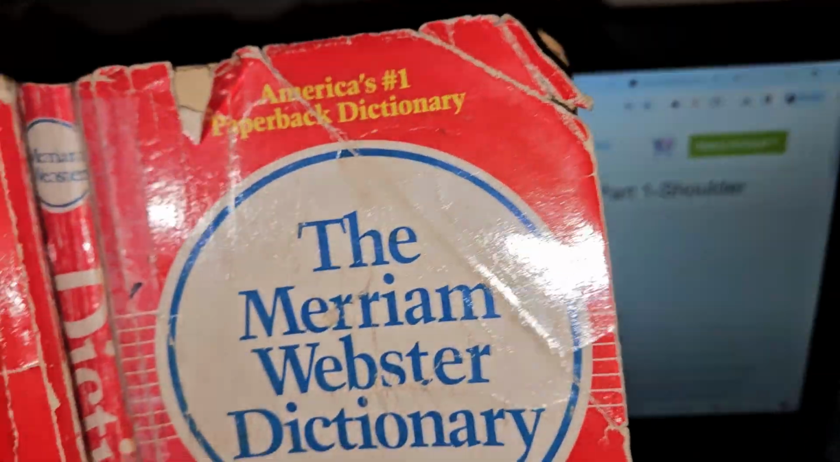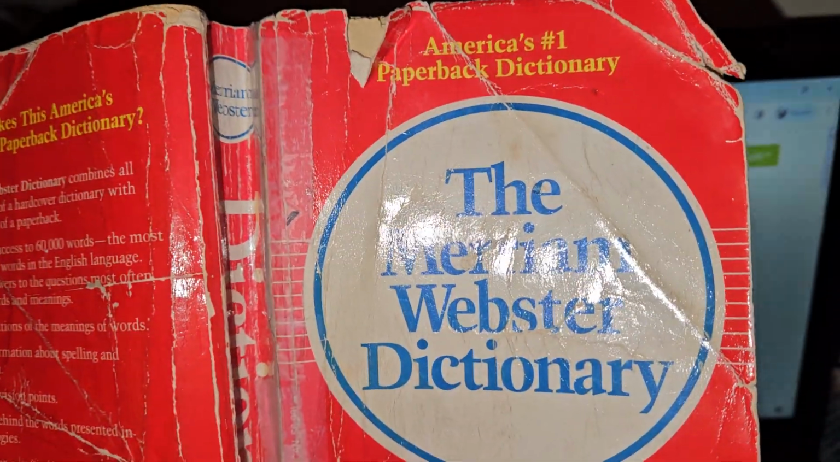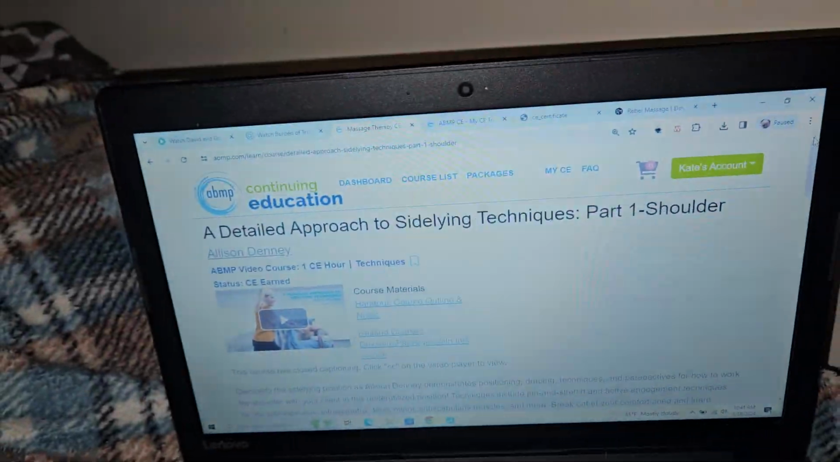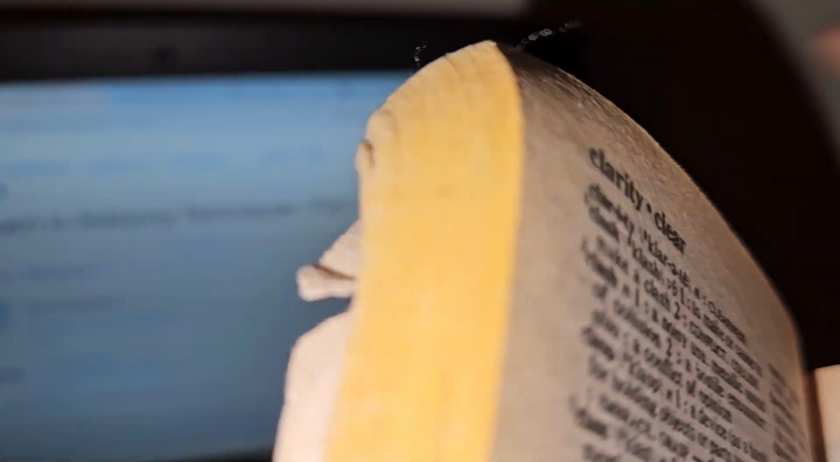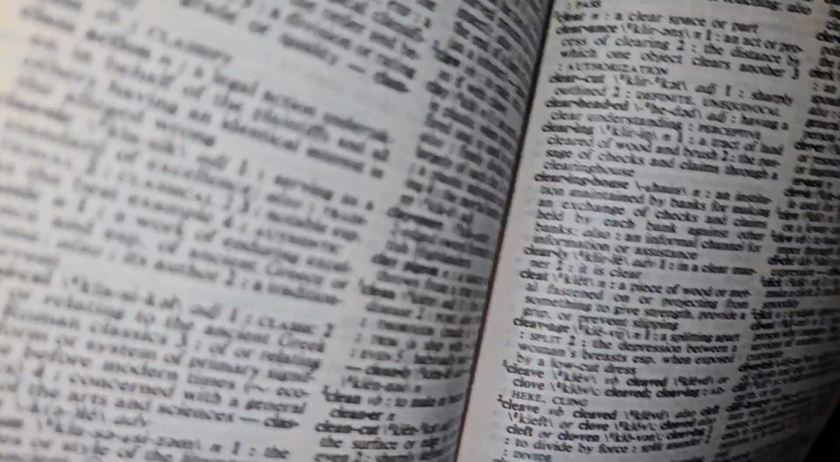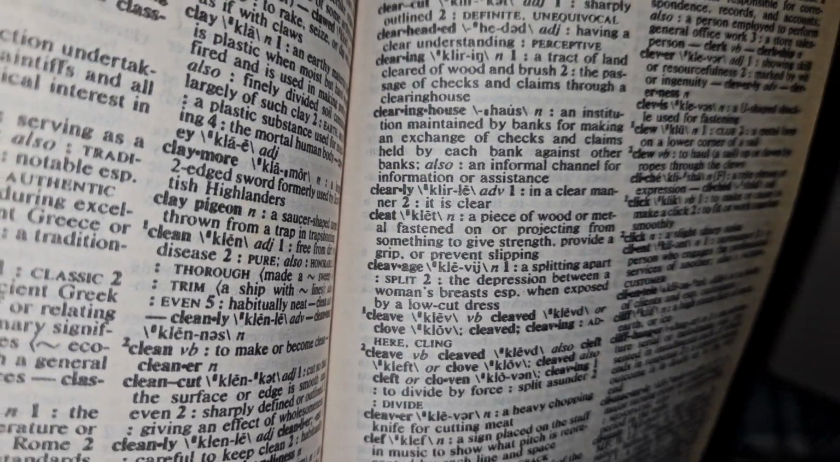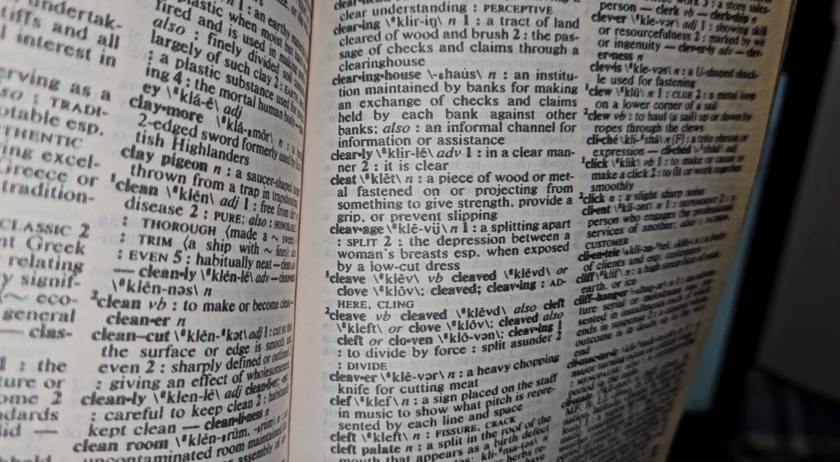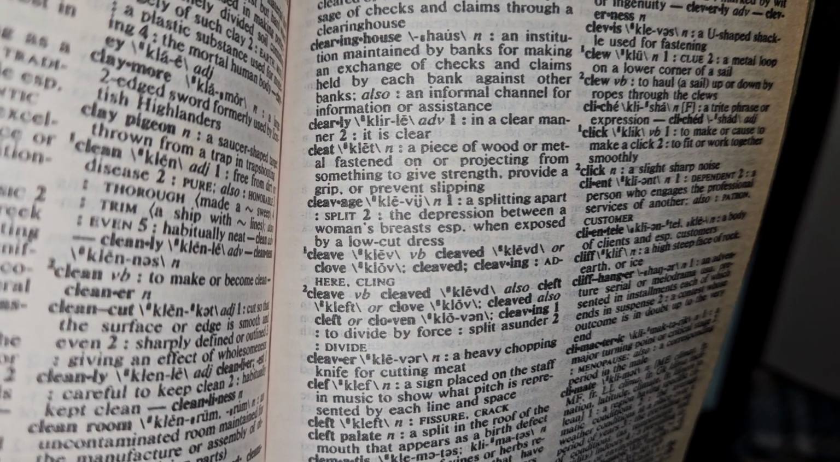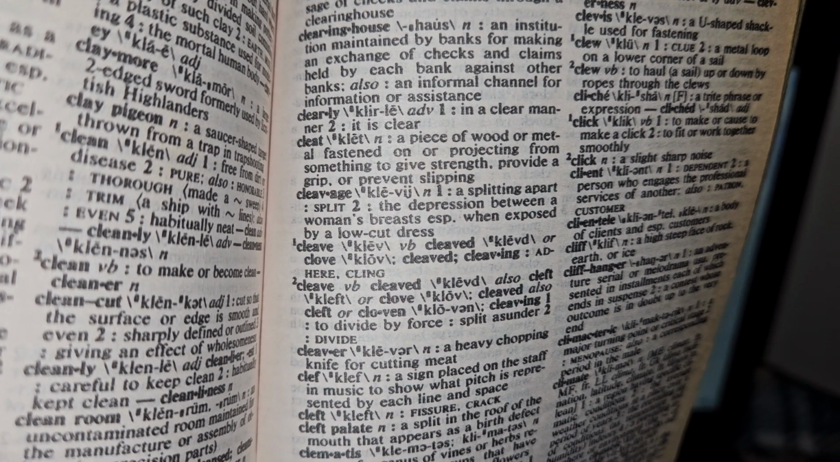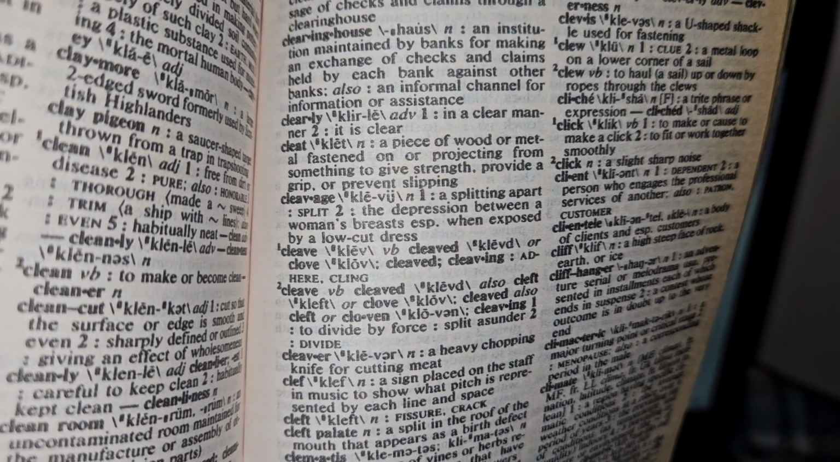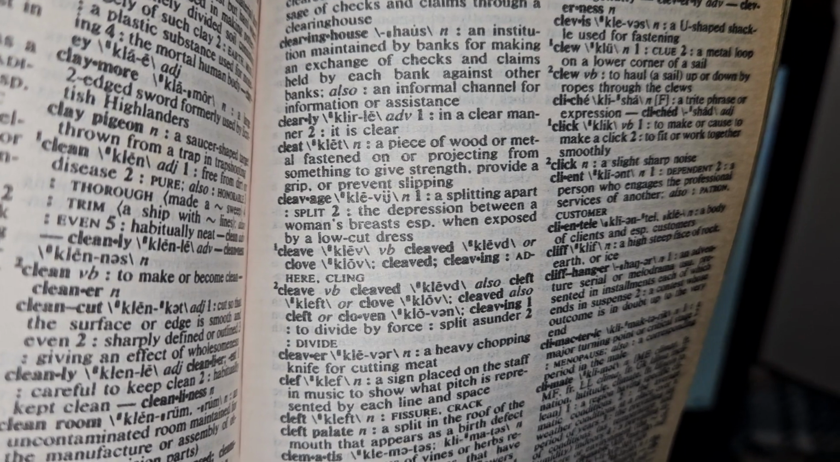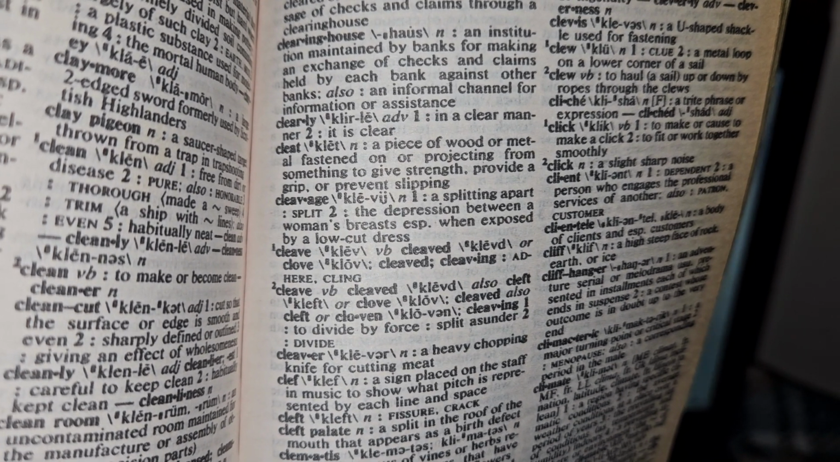cleavage in the Merriam-Webster dictionary. So hold on a second. Oh, geez, it's so hard to hold the camera and do this at the same time. But let's see if I can do it. Okay. Cleavage: a splitting apart, split; the depression between a woman's breasts, especially when exposed by a low-cut dress.